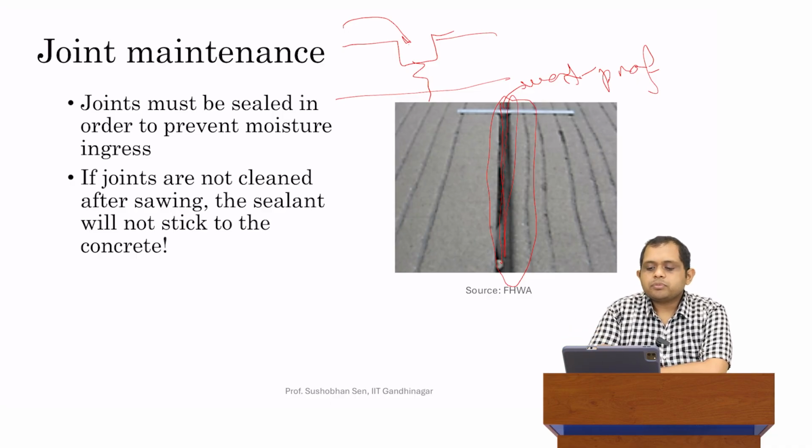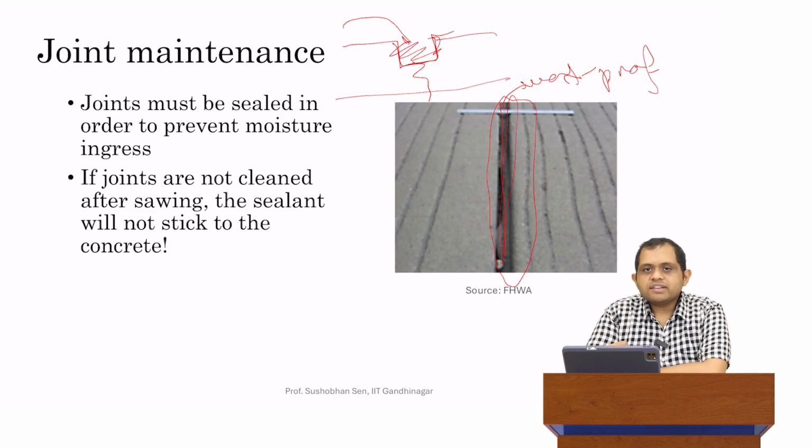However, one important aspect is that if we are pouring the sealant here, the sealant should stick properly to the walls of the joint. Now, on its own, the way it is made, the way it is designed as a product, it is adhesive to concrete. The problem is that if after sawing the joint is not properly cleaned, then the sealant will not stick. Why is that the case?